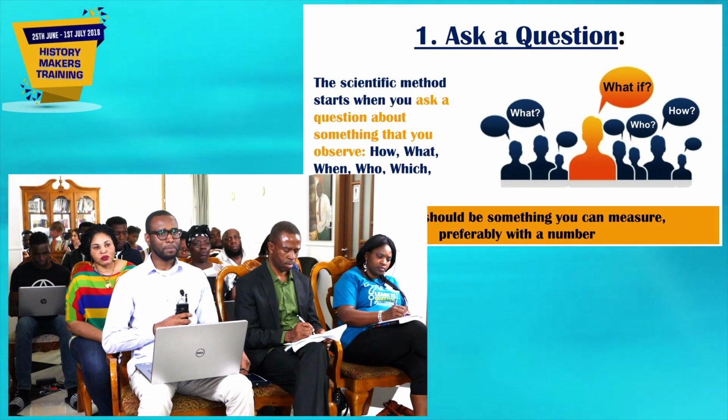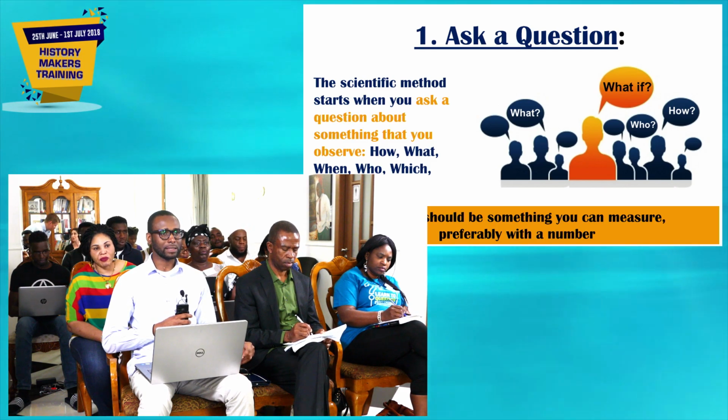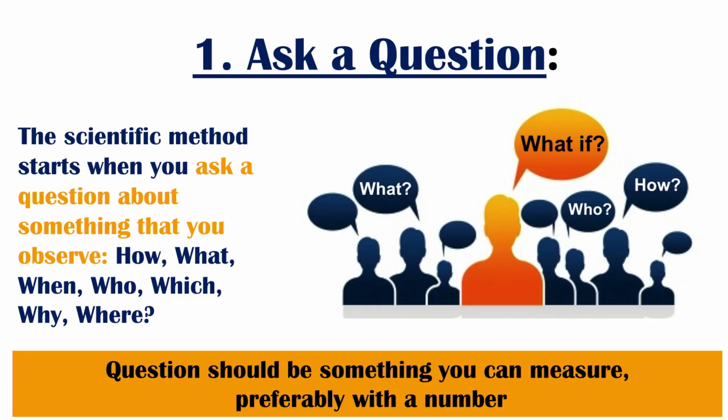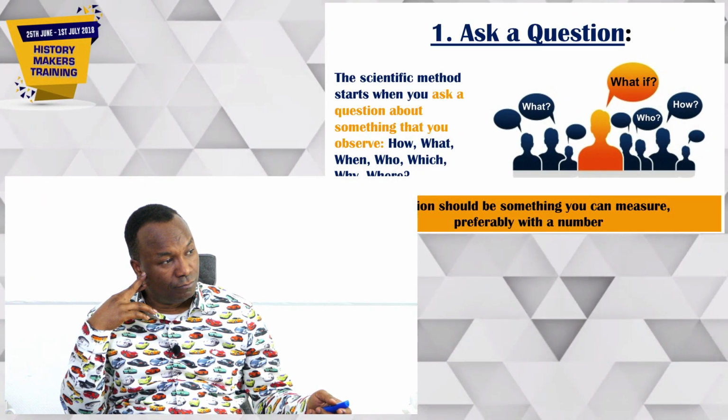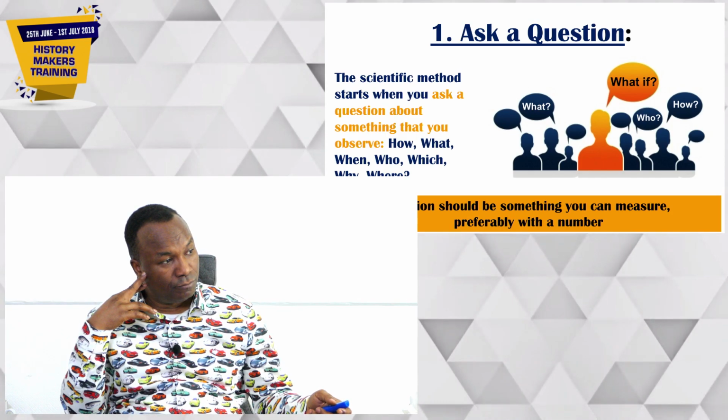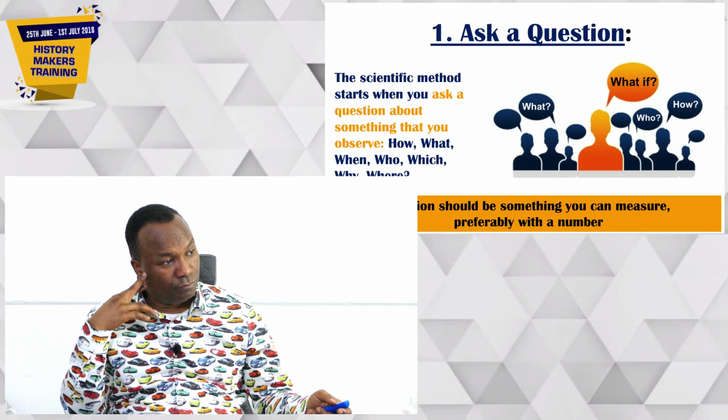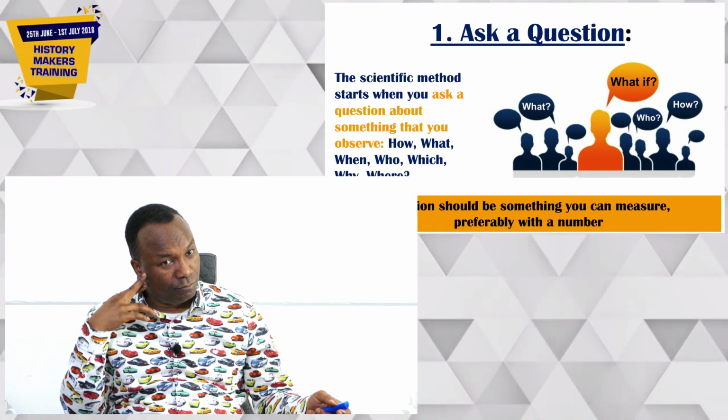The scientific method starts when you ask a question about something that you observe. How, what, when, who, which, why, where. The question should be something you can measure, preferably with a number.